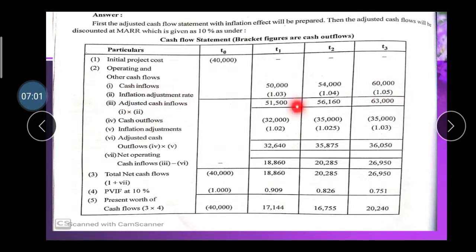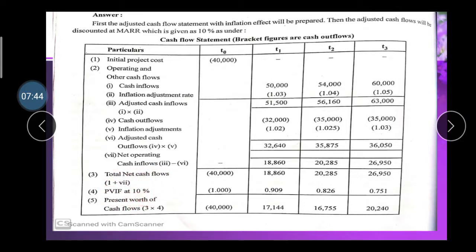Then cash outflow 32,000, 35,000, 35,000. The inflation factors are 1.02, 1.025, and 1.03. After you multiply, you get 32,640, 35,875, 36,050 rupees. Then for the net operating cost, whatever value we have, you subtract this value from this value, then you get the net values 80,000, 860, 20,285, 36,050. Then after that you have to find the total net cash flow.